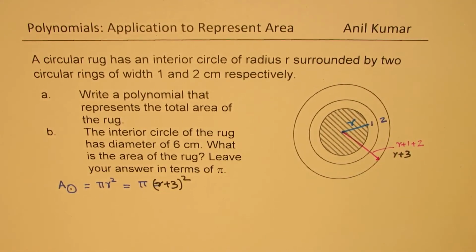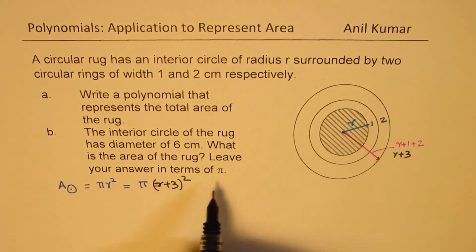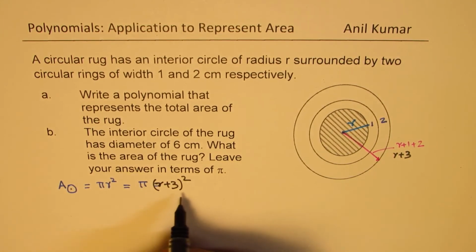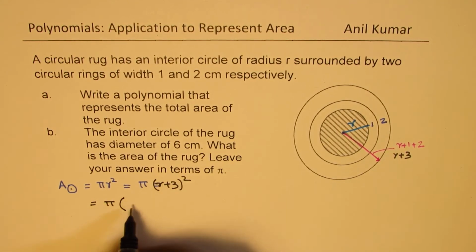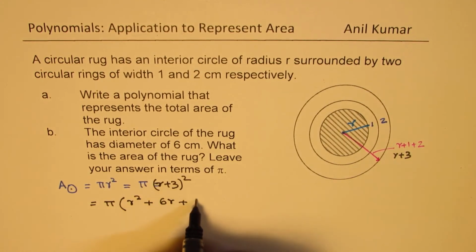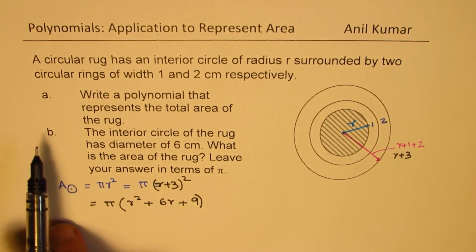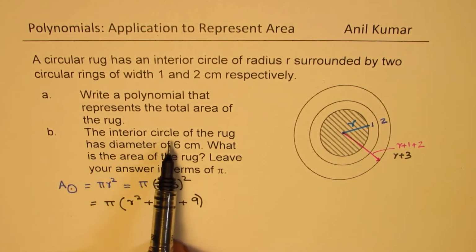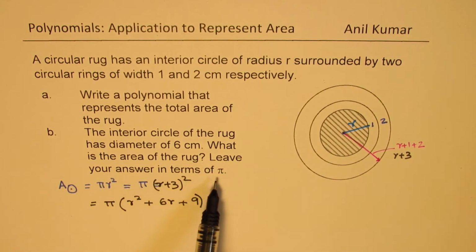Right? So the radius in the formula is basically, we have to add these two, 1 plus 2. So what we get here is pi times, when you expand this, r square plus 2ab, which is 6r, plus 3 square, which is 9. So that becomes the expression for area in terms of pi. Now part B is, the interior circle of the rug has a diameter of 6 centimeters. What is the area of the rug? Leave your answer in terms of pi.